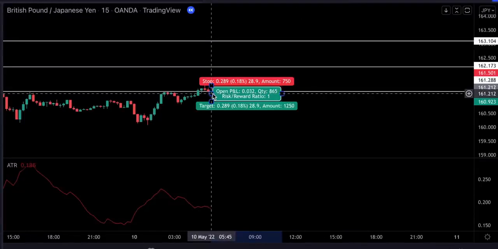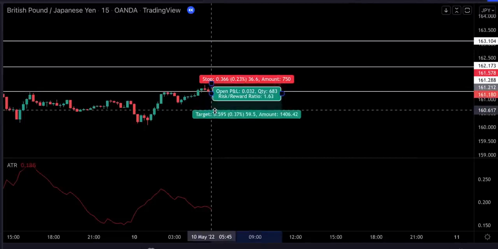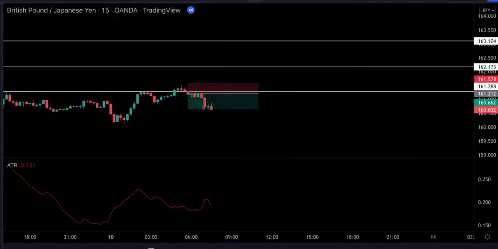And we're going to set our stop loss at 2 times the ATR. We see the ATR is currently sitting at 0.18. So our stop loss is going to be sitting at 0.36. And we're going to target 1.5 times the risk. Okay, so we see this trade turned out to be successful as well.